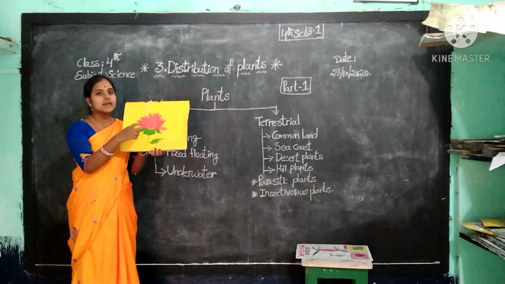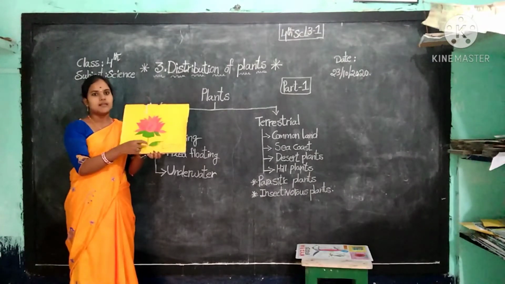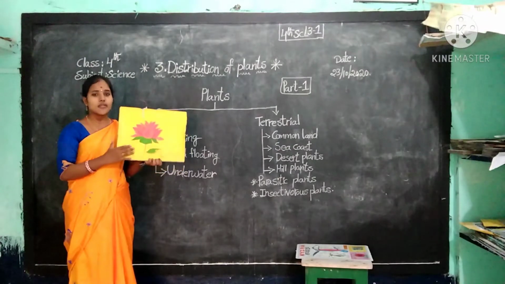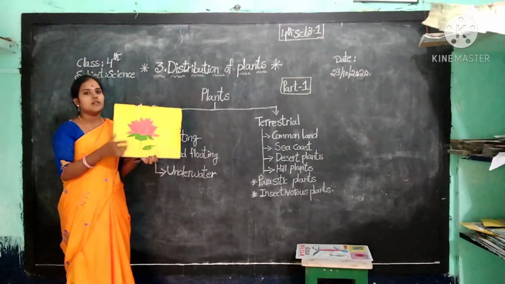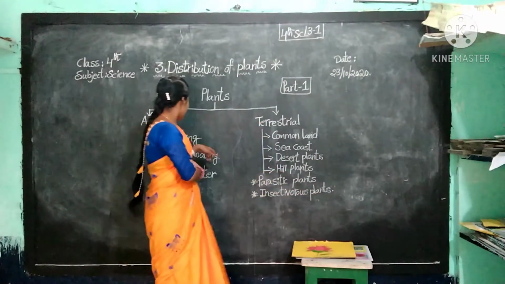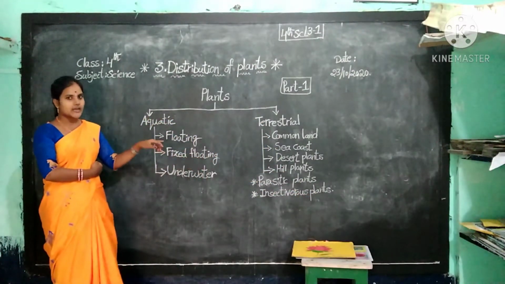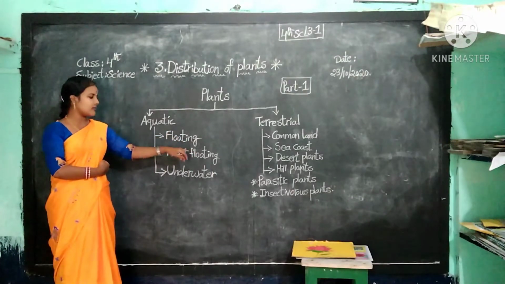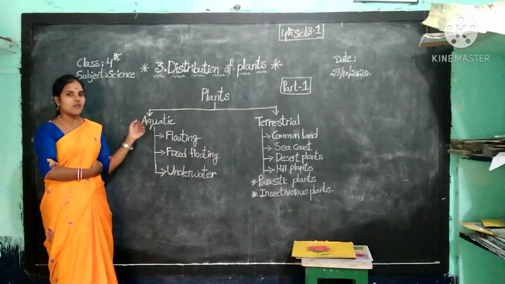These plants breathe through the stomata on the upper surface of the leaf. Lotus and water lily are examples of fixed floating plants. Okay, did you understand, children? Examples for fixed floating plants are lotus and water lily.